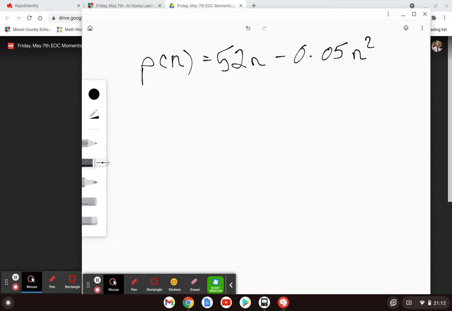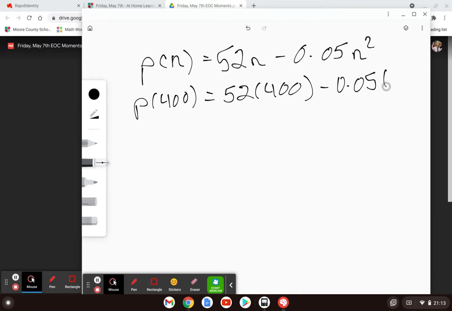Okay, so I'm told in the problem that n is 400 pies. So I'm looking for the P of 400. So that means every place I see an n, I'm going to insert 400. So 52 times 400 is going to be 20,800.